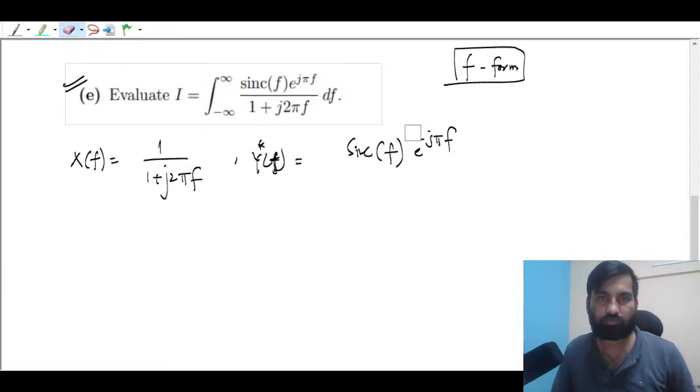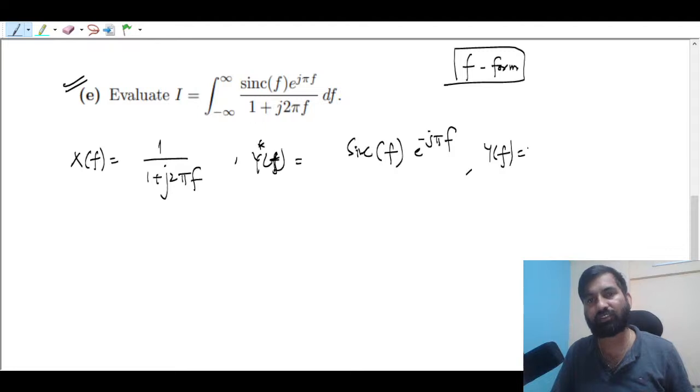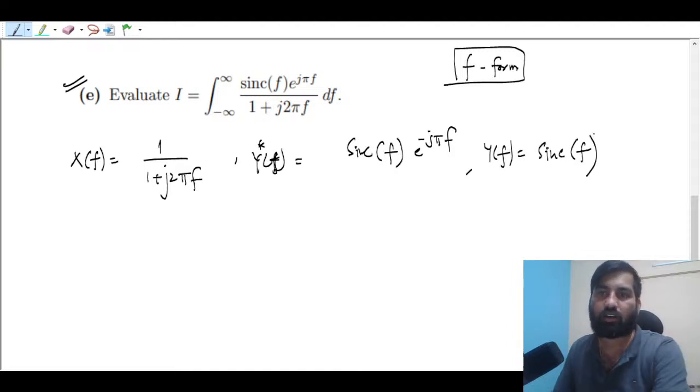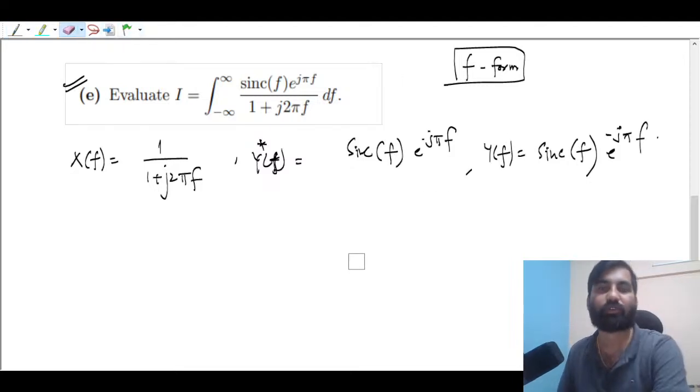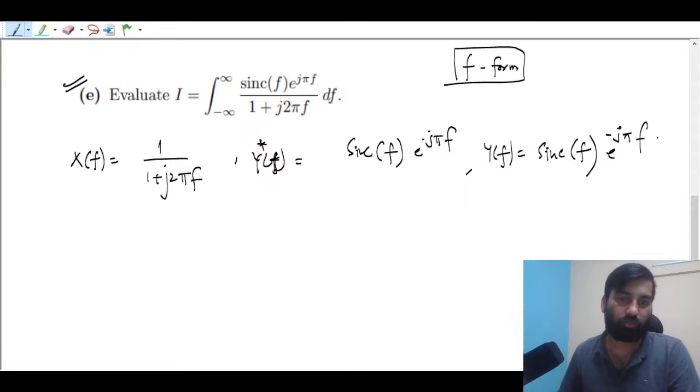You can just put a star here. So I think this is clear. If you take the conjugate of this, and what is Y of f? Y of f is nothing but sinc f e^{j pi f}. Or you can directly say this is a conjugate, and if you take the conjugate of this, it becomes positive. This is Y of f, because we have to fit into the Plancherel relation.